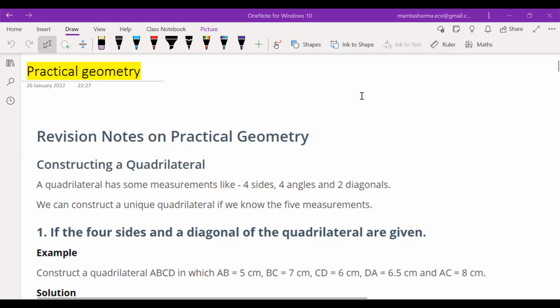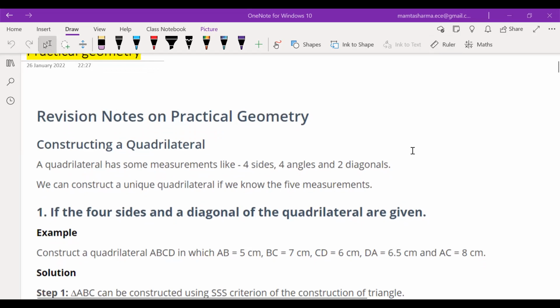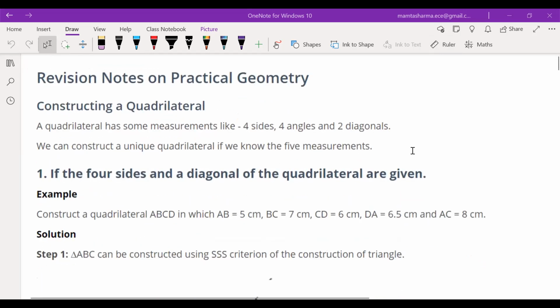Okay, so what we will learn in this chapter, we will construct a quadrilateral using geometry box. Sometimes all measurements will not be given in a quadrilateral.